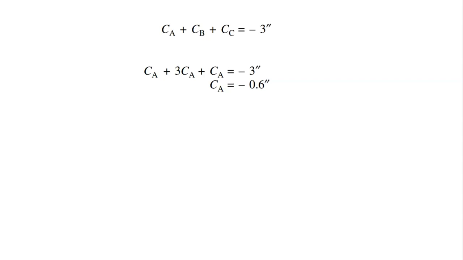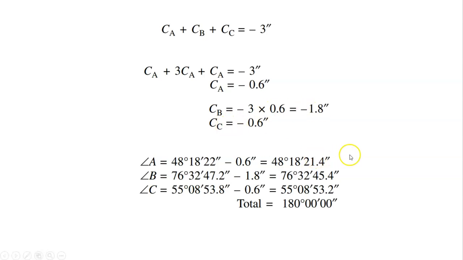Now the moment you get the value of CA, it's very easy to calculate the other values, like the correction for angle B and the correction for angle C. Going back to the basics of the equations, CB is minus 3 into 0.6, which is minus 1.8 seconds, and CC, which is equal to CA, is minus 0.6 seconds. Now let's apply the corrections. We know all corrections. CA is 0.6 seconds with the negative. The error was positive, so the correction is negative here. Then minus 1.8 seconds is the correction for angle B, and the correction for angle C is minus 0.6 seconds.